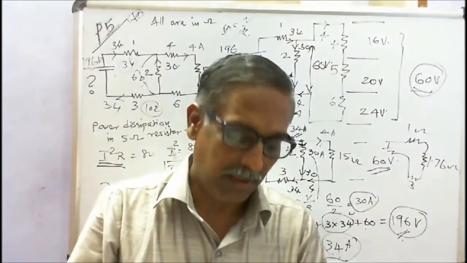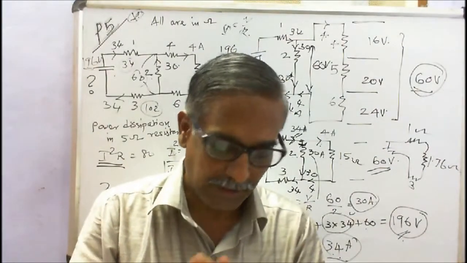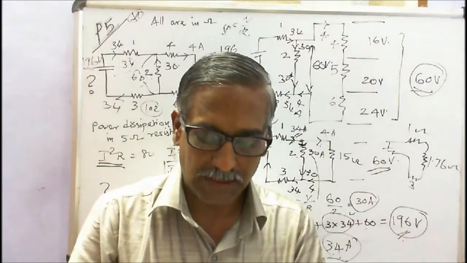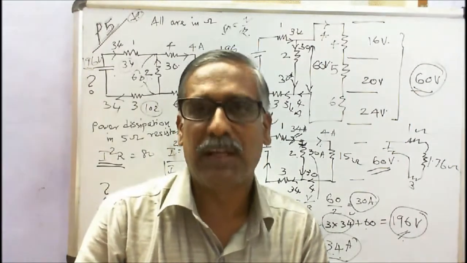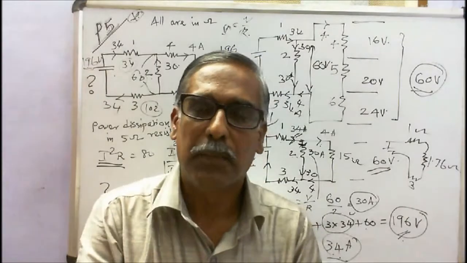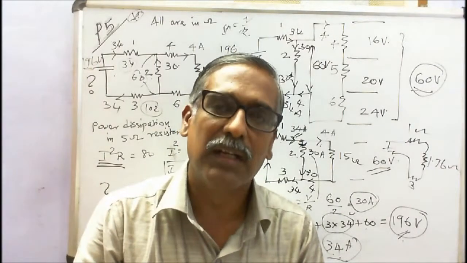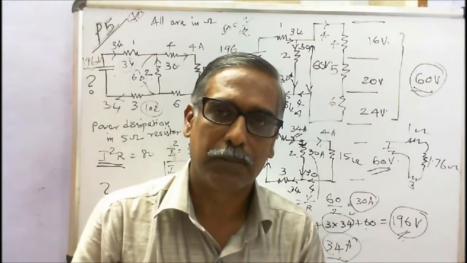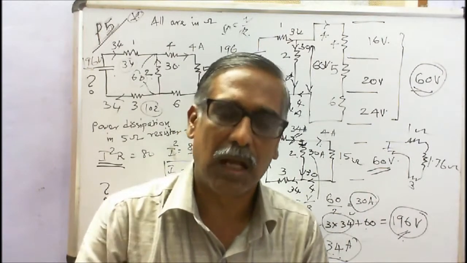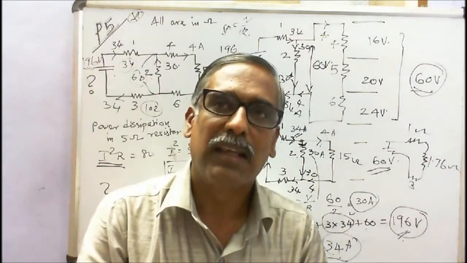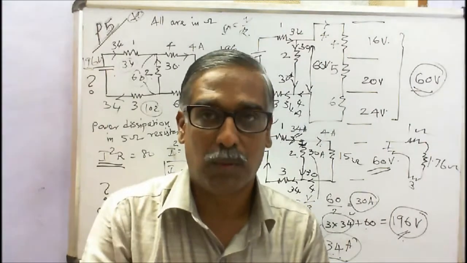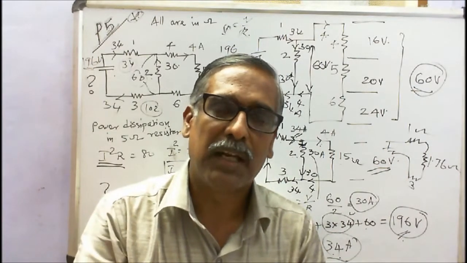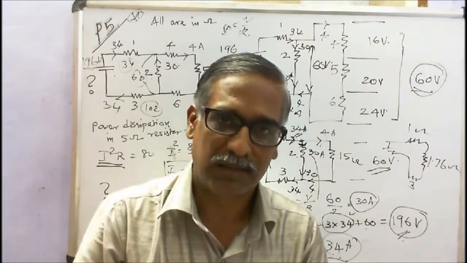The last problem is: in the circuit shown in the figure, find the value of supply voltage V, so that the 5 ohm resistor can dissipate 80 watts. In previous problems, the supply voltage is given. We are finding the current in any particular resistor, or power dissipation, or total power. Here it is the reverse. We have to find the supply voltage. Only one value is given. Power dissipation in the 5 ohm resistance is 80 watts.